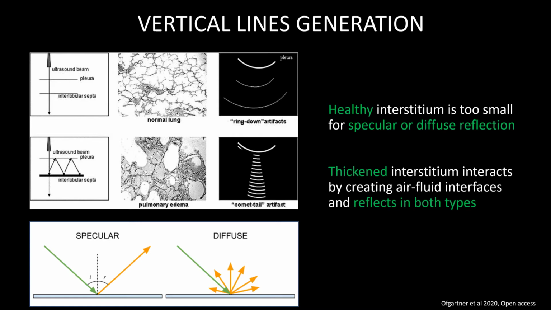Normal lung itself oscillates between no significant interaction and scatter, as the interstitium is too small to interact with the ultrasound waves meaningfully. At most, there is some diffuse reflection which leads to the grayish background to most normal lung. As the interstitium thickens, it creates pockets of fluid and air that are now interacting, changing the pattern from diffuse scatter to progressively more specular reflection.